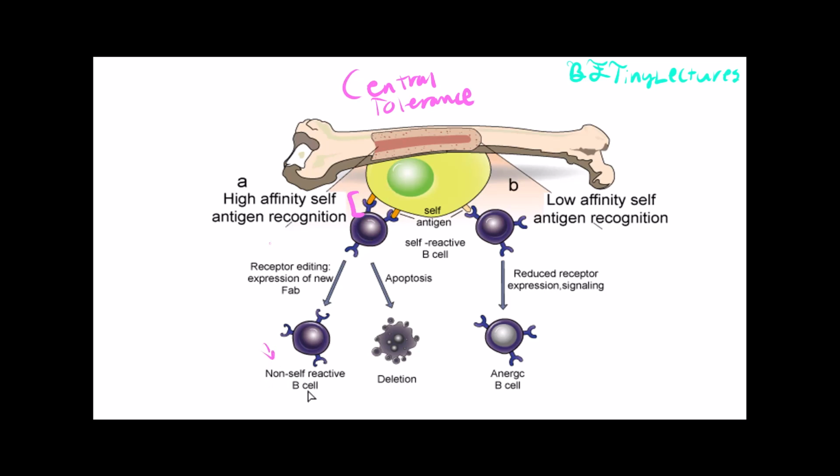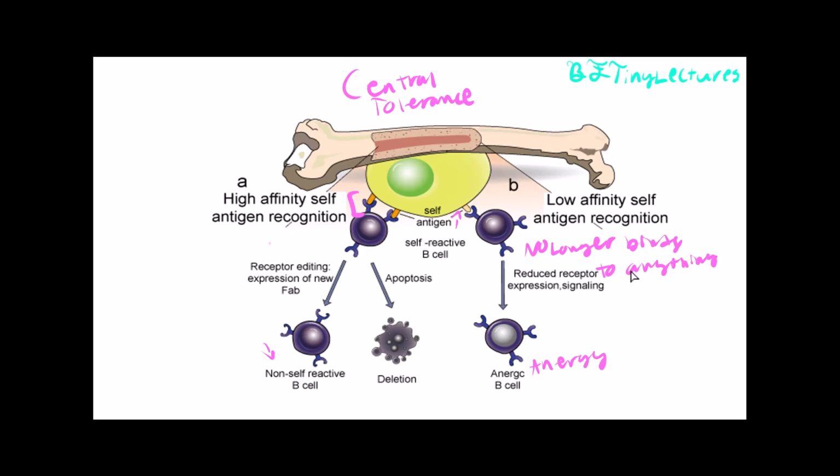We have a non-self-reactive B cell. It's not going to bind to the body anymore. Or we can induce apoptosis. So if we have a B cell that binds to the self-antigen, it can explode and it can induce apoptosis. And we no longer have that B cell. Or we can have the next option, and this is called anergy. So if we have a B cell that binds to the self-antigen, we can make that B cell just non-reactive. It can no longer bind to anything.